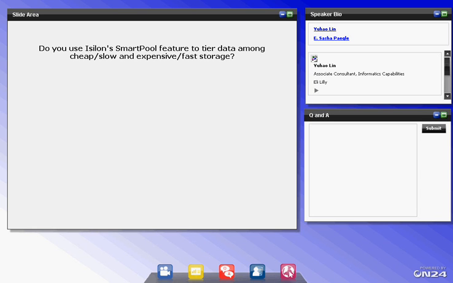So I'm not familiar with the SmartPools feature. What I do know is that we do have several tiers of storage solutions from Isilon. Some are more high performing and some are lower performing. So we do automatically move data from the higher tiers to the lower tiers based on how old the data is, how long the data has not been accessed. So I'm not sure if that's what this SmartPools is, but we are doing that automatically.